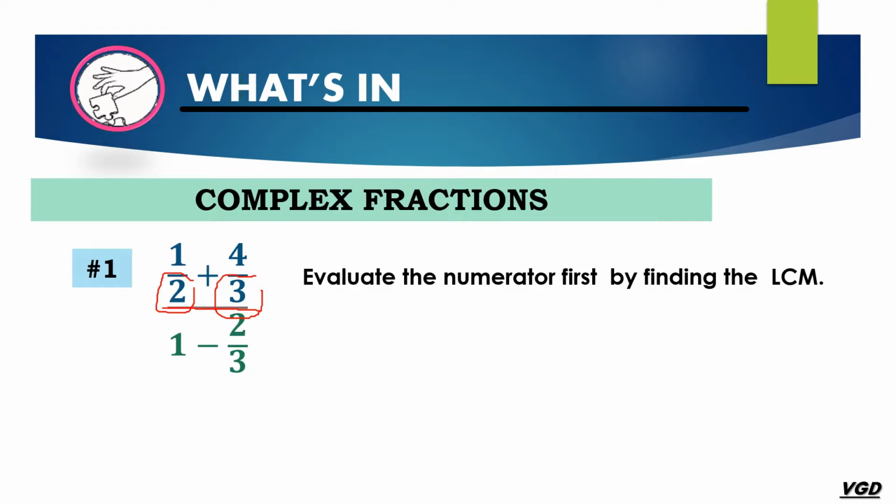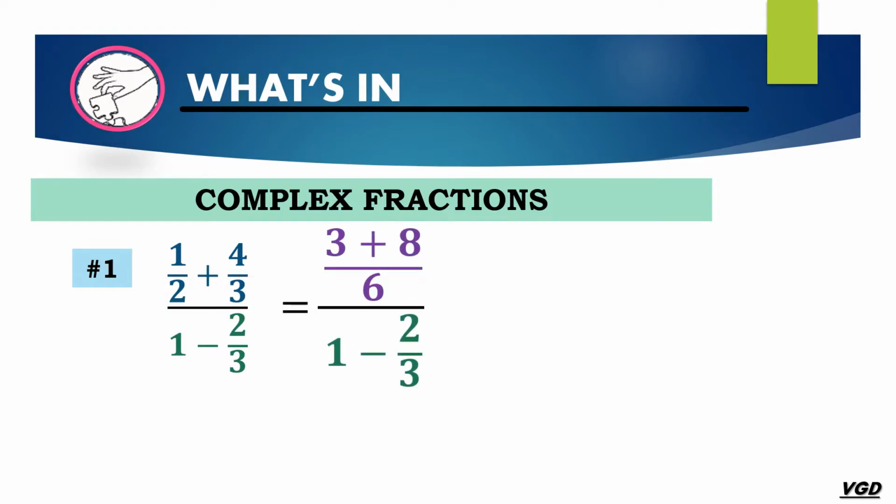In this case, the least common multiple for 2 and 3 is equal to 6. So the LCD of the numerator is equal to 6. And this time, let's evaluate. We divide 6 by the denominator 2, so we got 3, and then multiply by the numerator 1, so we got 3. Next, we divide 6 by the denominator 3, so we got 2, multiplied by the numerator 4, and the answer is 8. So we have 3 plus 8 over 6 as the numerator, or simply 11 over 6.